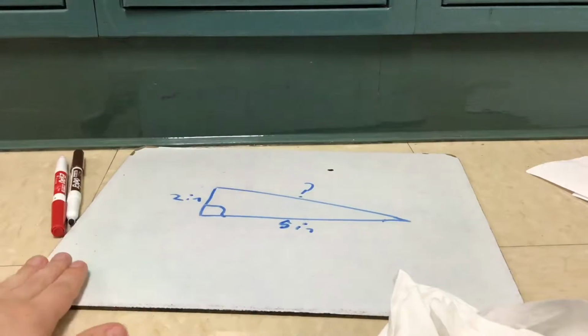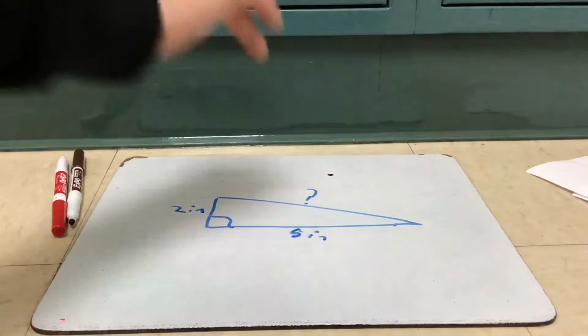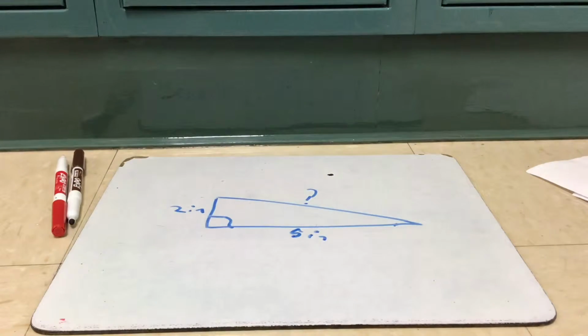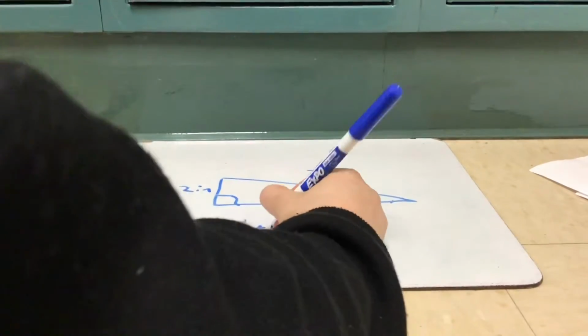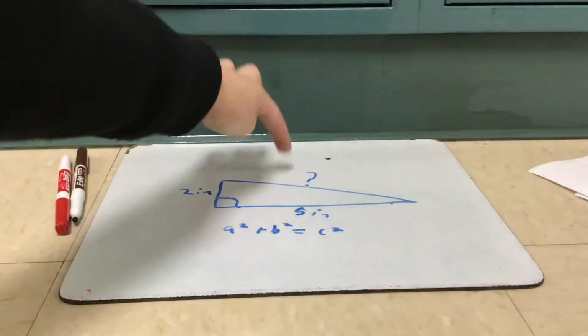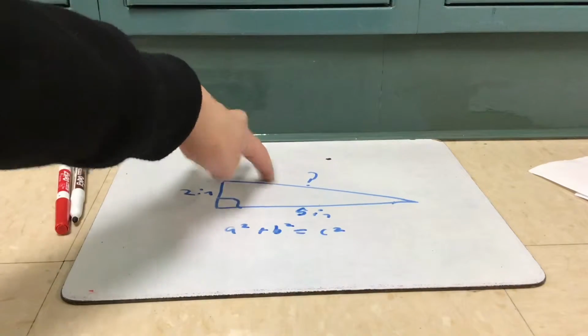Here is another right triangle. I have labeled both of the legs, and now I need to figure out what the hypotenuse is. To figure that out, do this as you normally would do an equation. So first you write out the equation: a squared plus b squared equals c squared. Remember, this is always c squared. The longest side is always the hypotenuse.